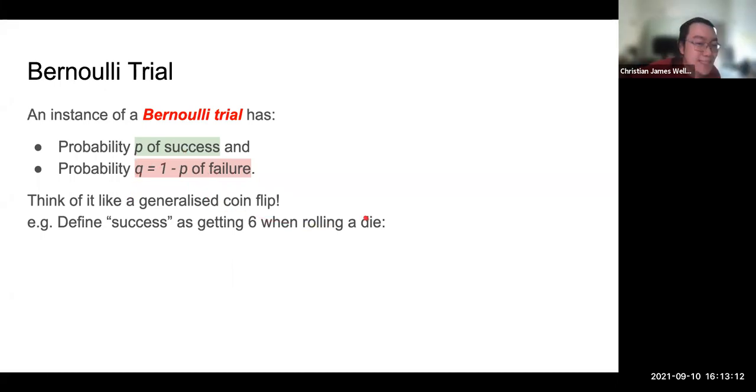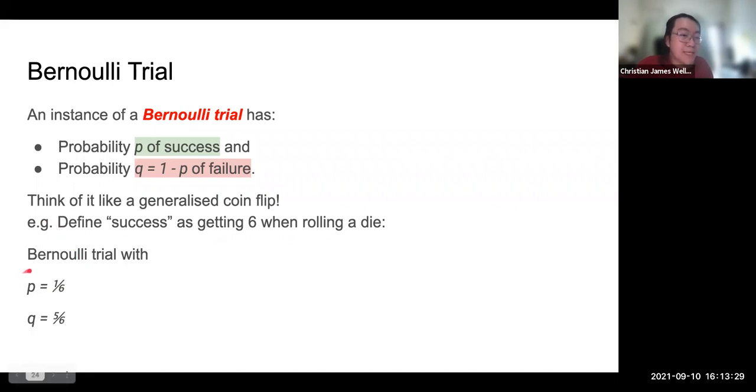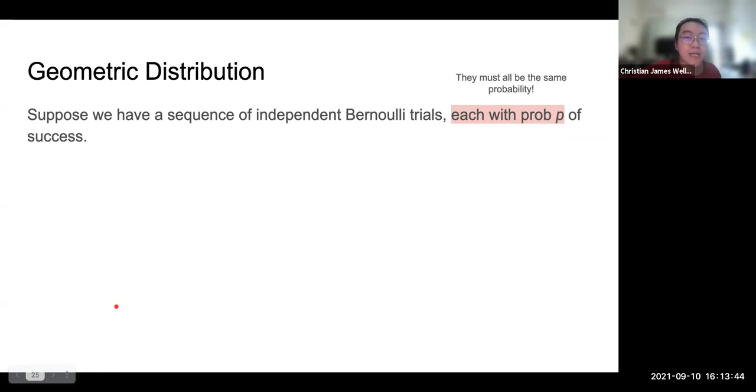So here's another example. You can define success in any way you want. For example, success for you might be getting a 6 when you roll a die. And failure is everything else. If you roll a 1, 2, 3, 4, 5, that's a failure for you. So this is a Bernoulli trial with probability P of 1/6 for success and 5/6 for failure. Hopefully understandable so far, because I think it overlaps quite a bit with, say, your high school probability also. Okay? Now, geometric distribution. If you haven't done SD2334, this might be new to you.